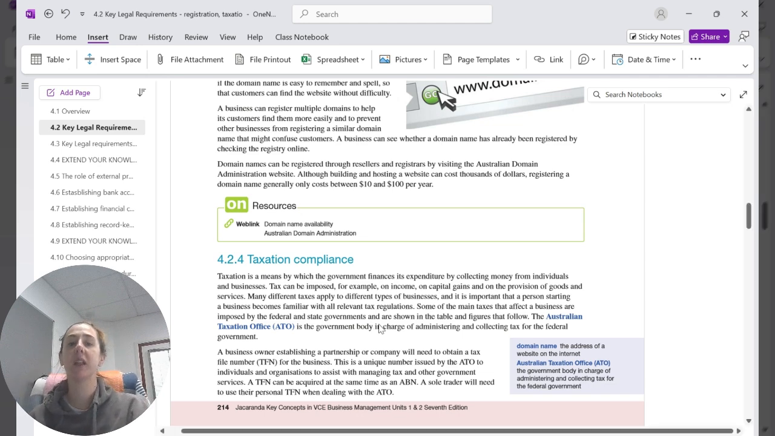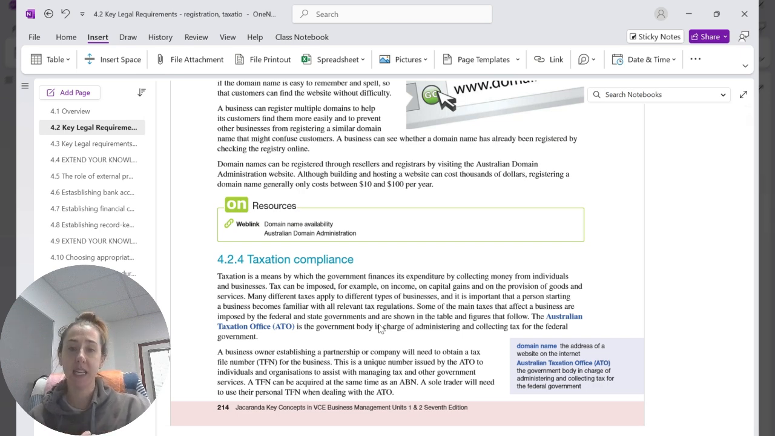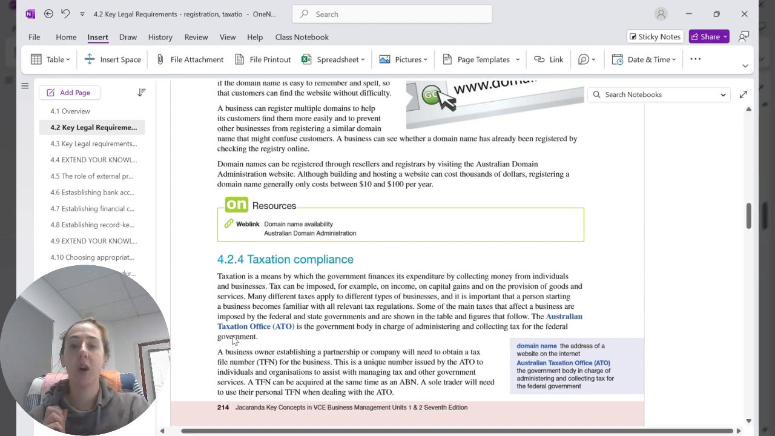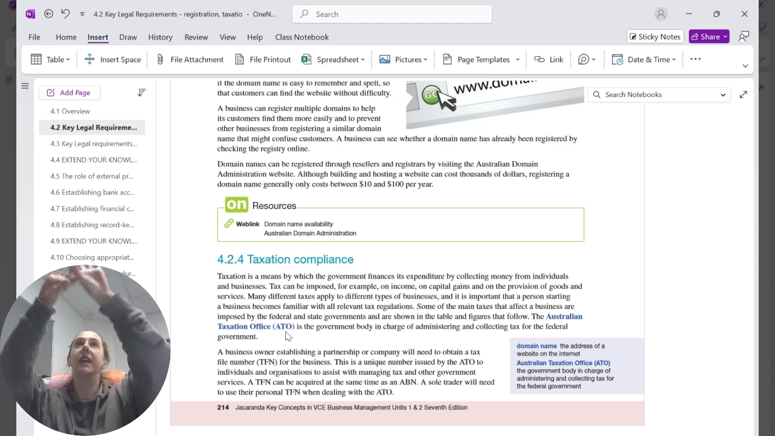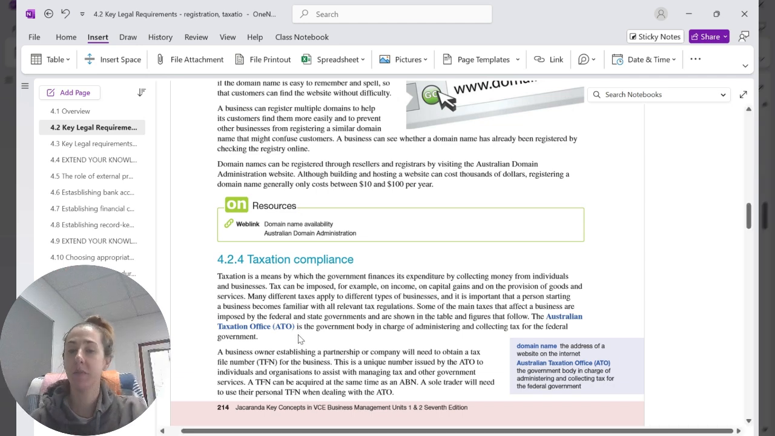Many different taxes apply to different businesses. If you start a business, it's really important to understand what tax regulations will apply to your business. Some of the main taxes that affect businesses are imposed by the federal and state governments, and they're in the table that we've got below. The ATO is the Australian Taxation Office. It's the government body in charge of administering and collecting tax for the federal government, the federal government being the Australian government.